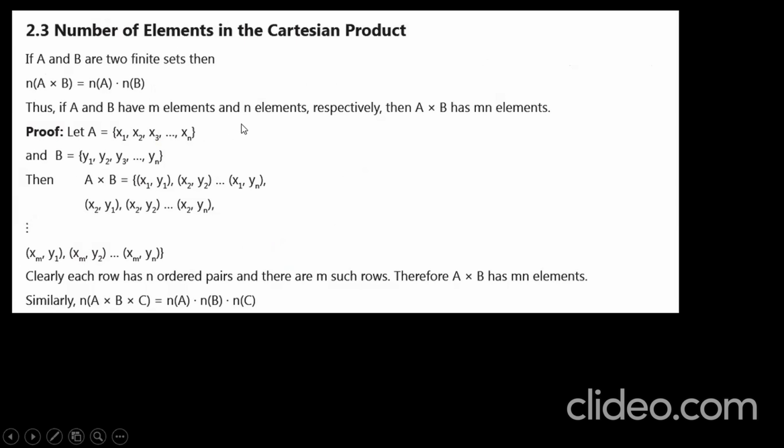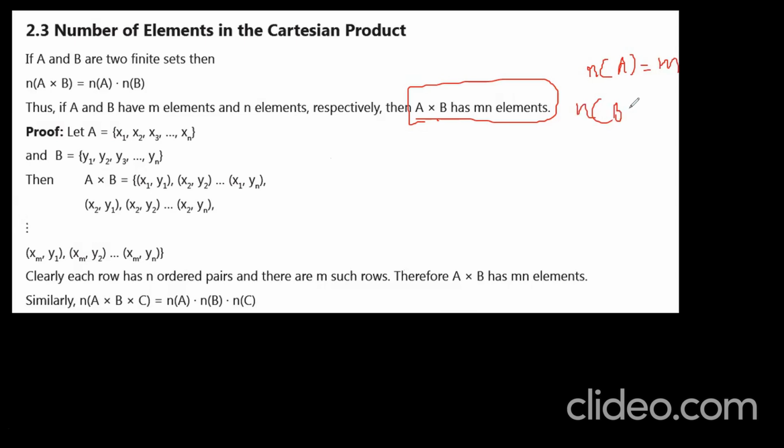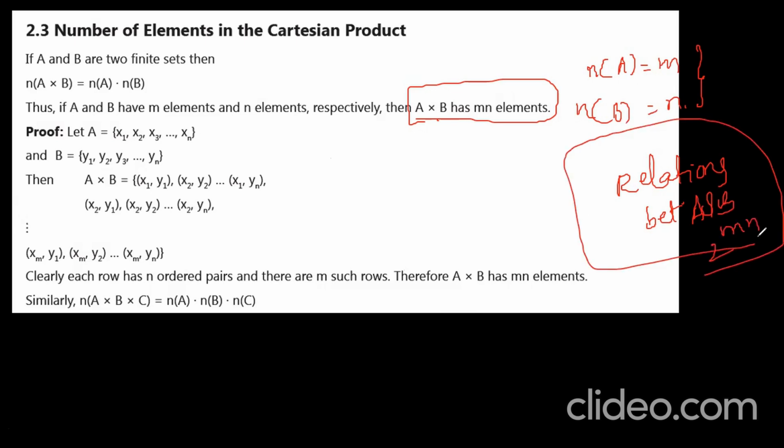Thus, if A and B have m elements and n elements, then A × B has how many elements? mn elements, only mn elements. What I said before: if the number of elements in set A is m and in set B is n, then the number of possible relations between A and B is going to be 2 power mn. That is different, okay? Don't confuse it with this m into n here.